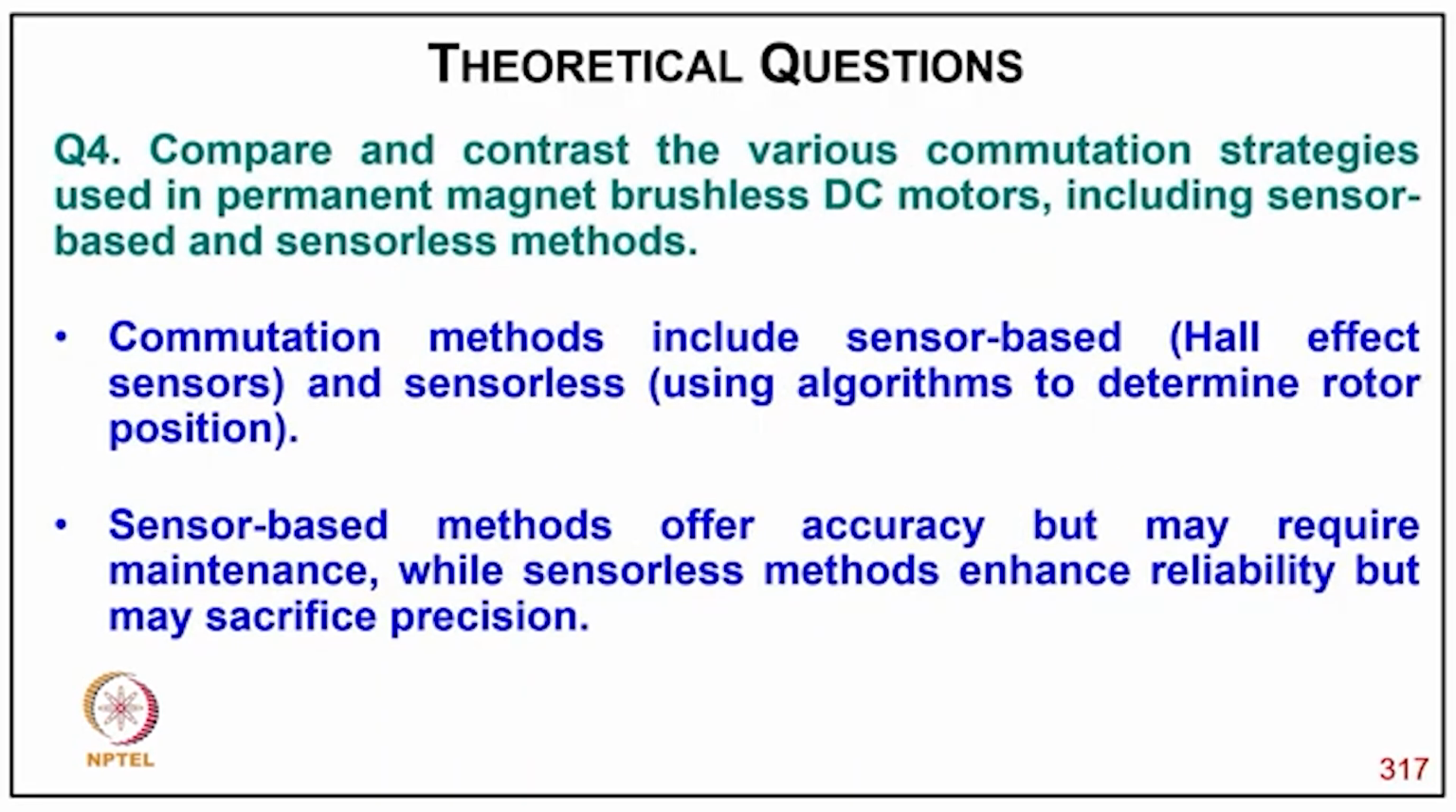Now question 4, compare and contrast the various commutation strategies used in permanent magnet brushless DC motors, including the sensor based and sensorless methods. The commutation methods include the sensor based, using Hall effect sensors, and sensorless, using algorithms to determine the rotor position. Sensor based methods offer accuracy but may require maintenance, while sensorless methods enhance reliability but may sacrifice precision.